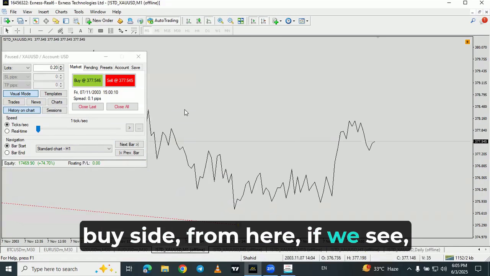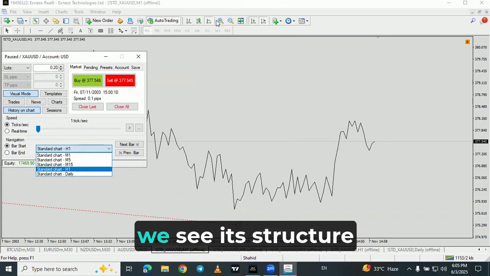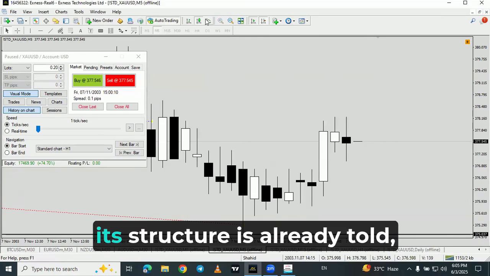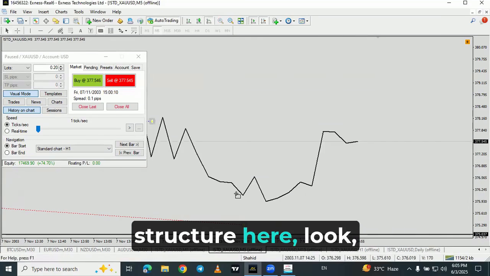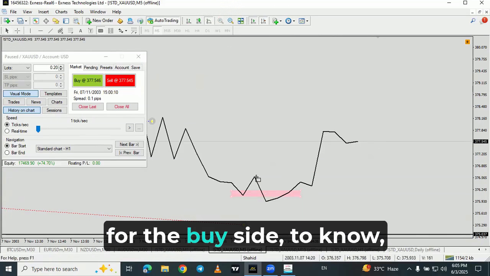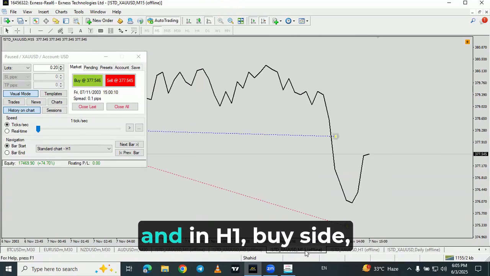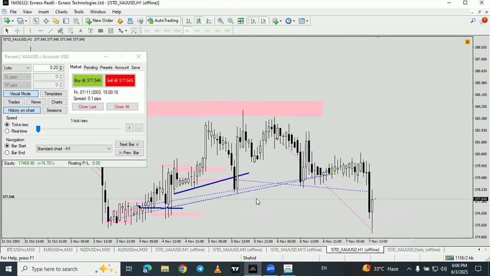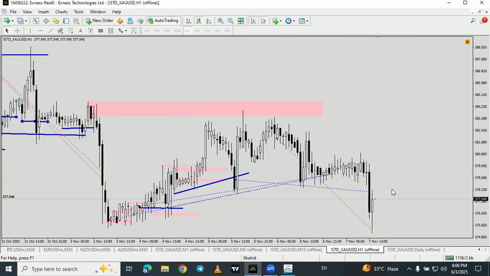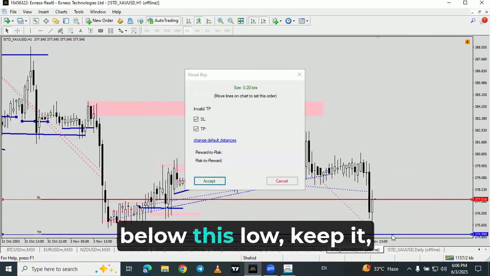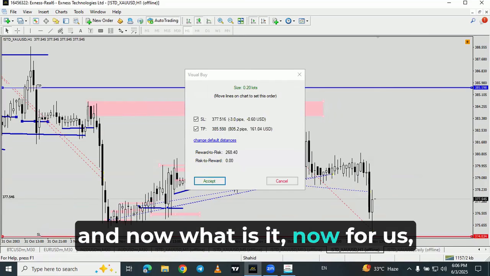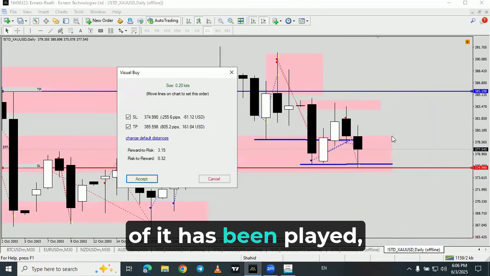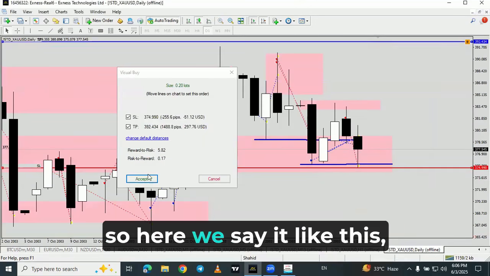From here, if we see, we don't see it on minute 1. We see it's a structure on 5 minutes. On 5 minutes, its structure is already told. Structure here, look, buy side and buy side here for the buy side to know. This can also be a side. And in H1 buy side, and we do an eye here, it's below this low, keep it. And now what is it now for us? It won't be. Why not? It will be because this zone of it has been played. Now the market here, so here we say it like this.